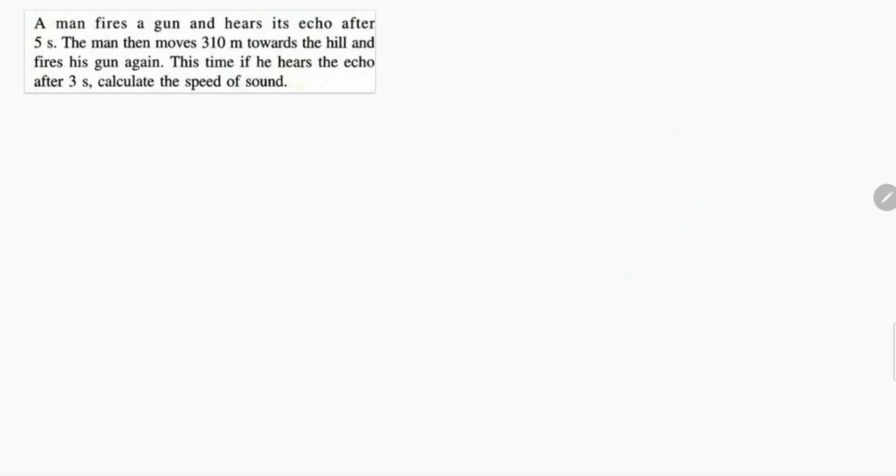A man fires a gun and he hears the echo after 5 seconds. He moves now 310 meters towards the hill and again fires. Since now he has reached closer to the hill, he hears the echo after 3 seconds. Calculate the speed of sound.